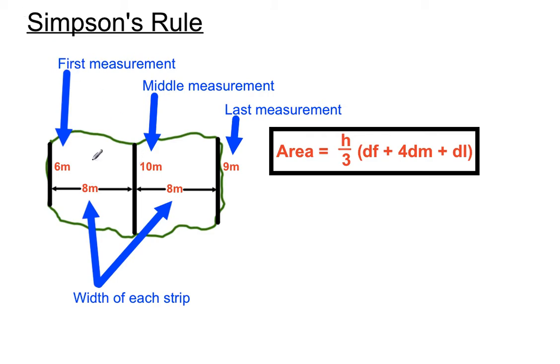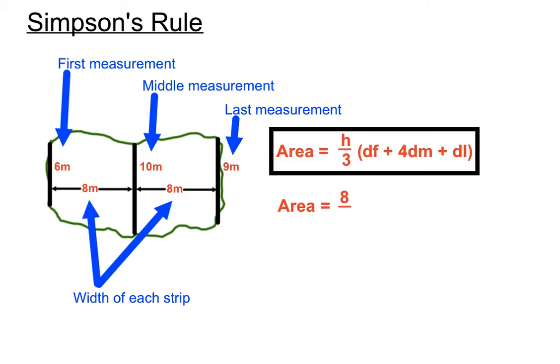Okay, now here we've turned these into actual measurements. We've got 6 meters for the first measurement, 10 meters for the second one, the middle one, and 9 meters for the last one. And we're taking those measurements 8 meters apart. Now each of those numbers will be substituted into our Simpson's rule, and we'll see how we go from there. So can you see what our H should be?